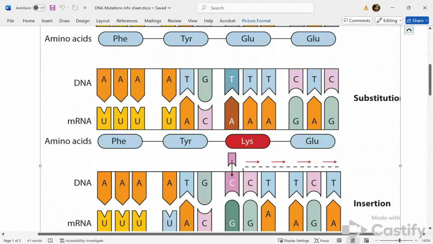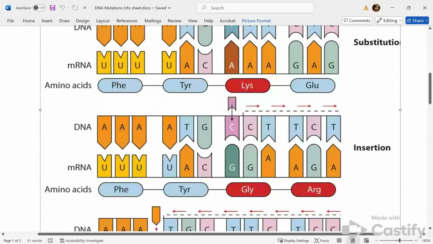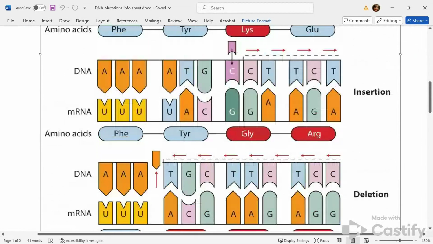Substitution, there are several diseases that we know of that are caused by a substitution. One of them being sickle cell anemia, another one being breast cancer, and so usually those are just slightly off. Insertion and deletion are really bad. The whole protein is just messed up.